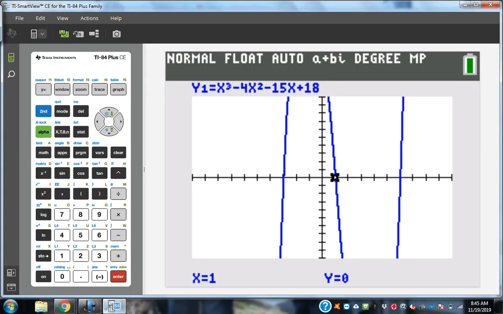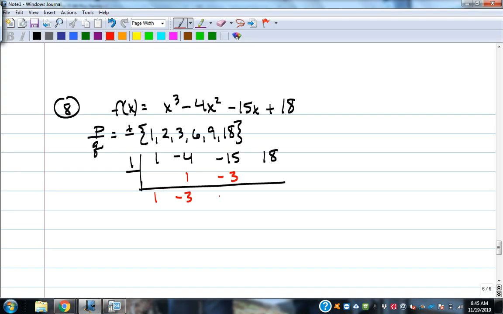Hit zoom 6. -18. And there's that remainder of 0. And then this is x squared minus 3x minus 18, right? And then x minus 1 is that factor. So that we could factor that as x minus 6 and x plus 3.